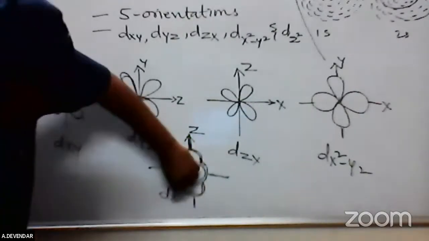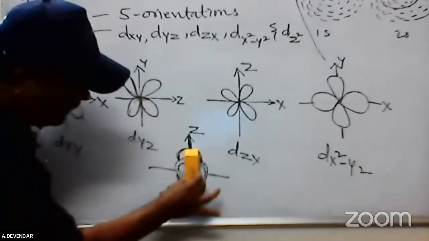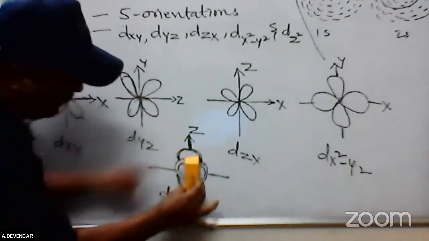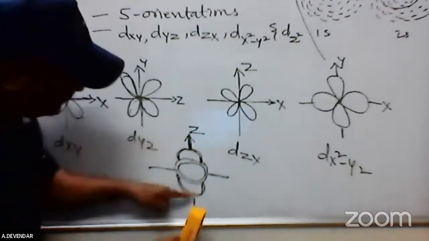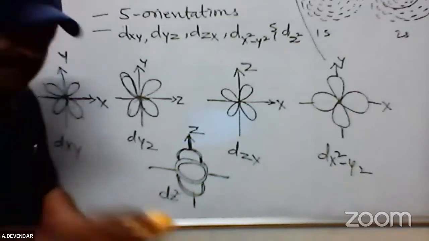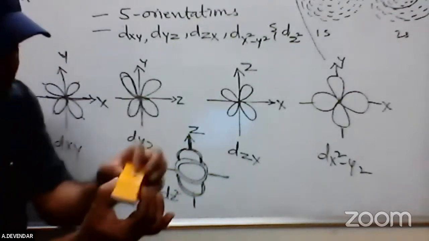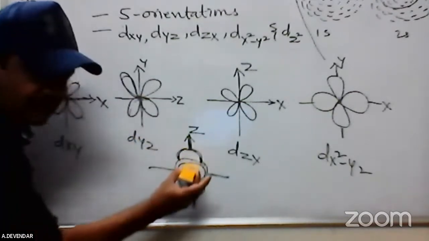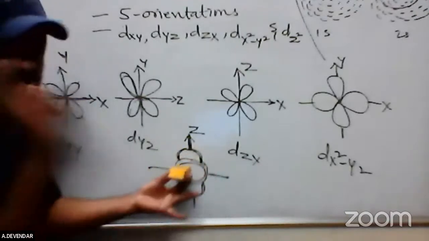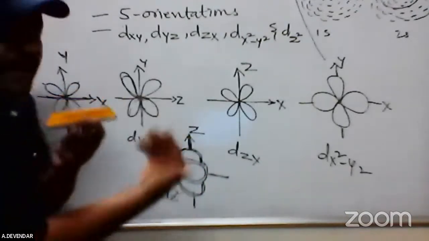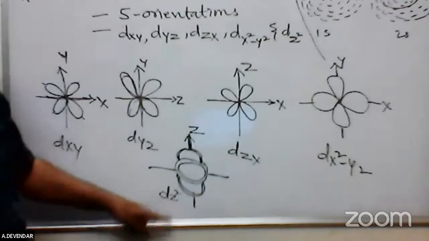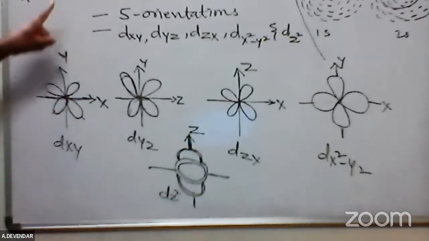This is a dumbbell that you keep like this. You are keeping one dumbbell, meaning the first upper lobe and bottom lobe. Next, another dumbbell, which is this lobe. Only this front lobe will be visible to the naked eye. The back lobe will be behind that one. This is called dz square. So this is about the d orbital shape.